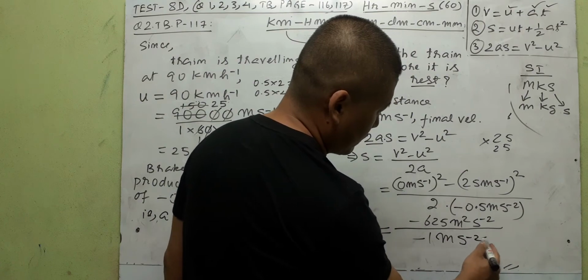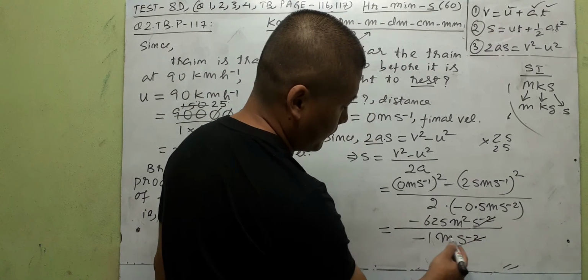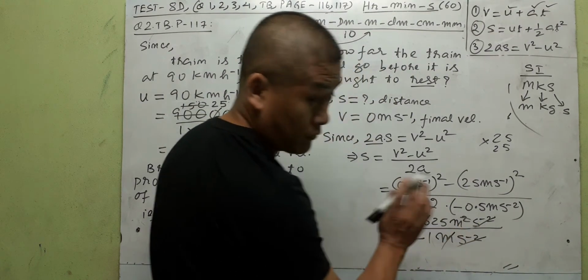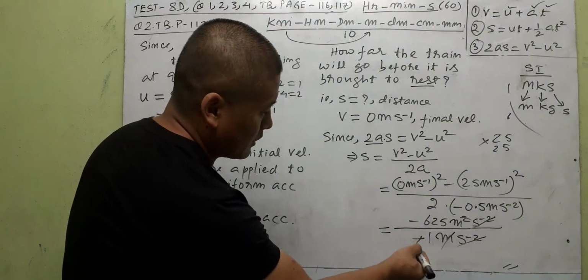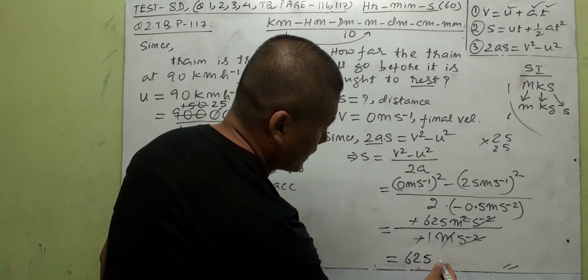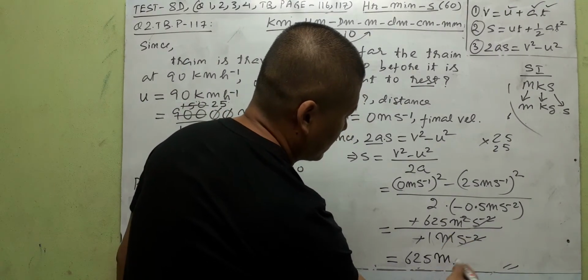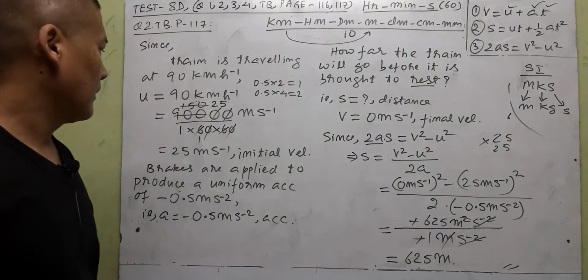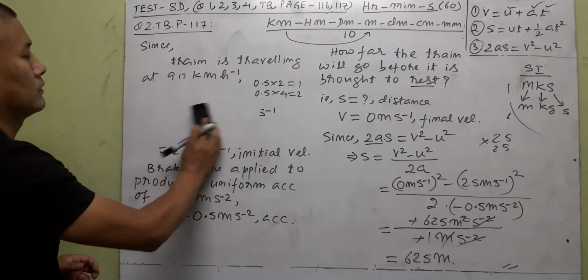Second to the power minus 2. So this 2 will cancel immediately, as you can see. This meter and this 2 minus 1 will go. And this minus and minus will cancel. So we are left with 625 plus 625 meter. So you can just write the final answer.